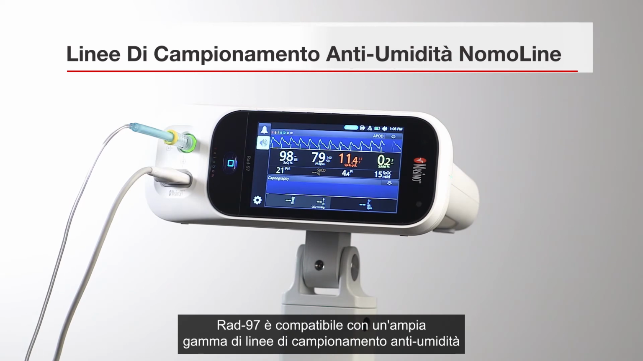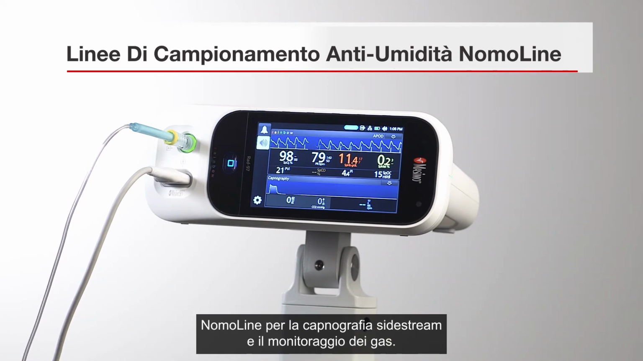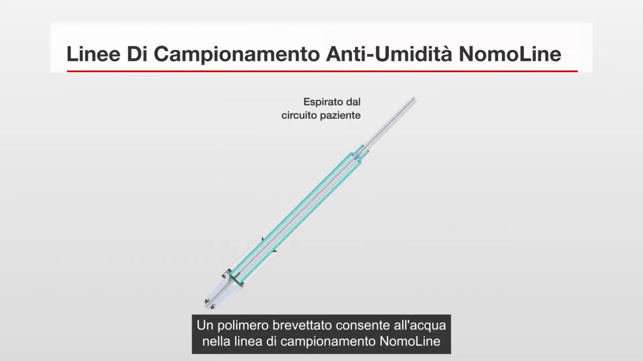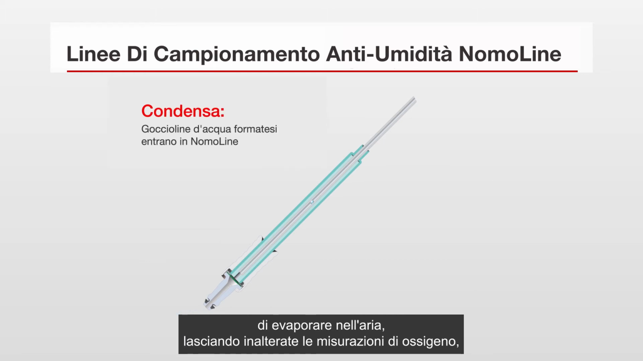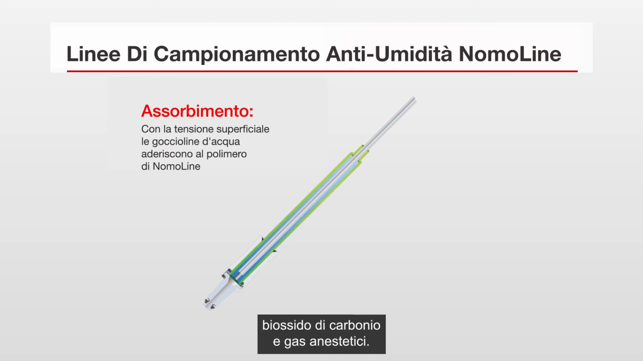Rad-97 is compatible with a wide variety of NomoLine no-moisture sampling lines for sidestream capnography and gas monitoring. A patented polymer allows water in the NomoLine sampling line to evaporate into the surrounding air while leaving oxygen, carbon dioxide, and anesthetic gas measurements unaffected.